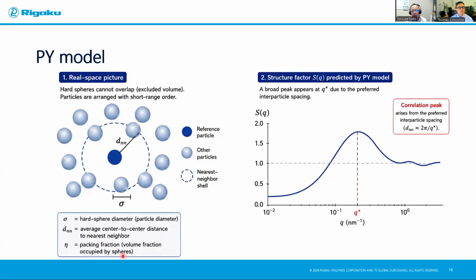Then finally, we get this kind of distribution function against the reciprocal space scattering vector Q star, which corresponds to d_NN through this equation. So this is the PY model.